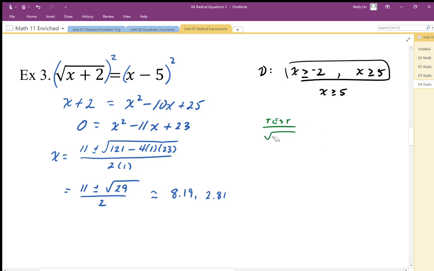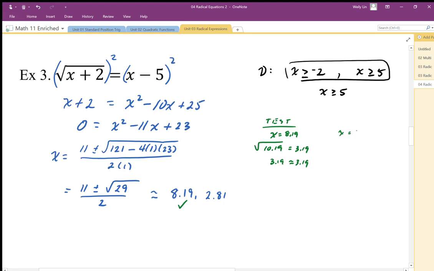Maybe I'll just draw this a little bit more clearly. So we're testing x equals 8.19. We end up with the square root of 10.19 equal to 3.19. And that's approximately true. So we'll put a check underneath that one. That one is a good solution.